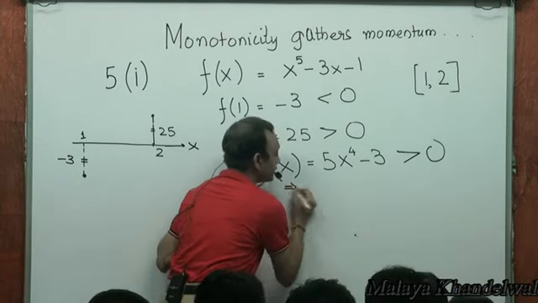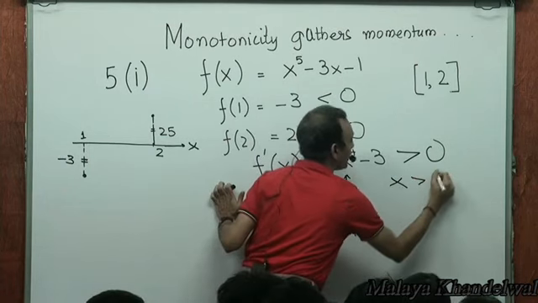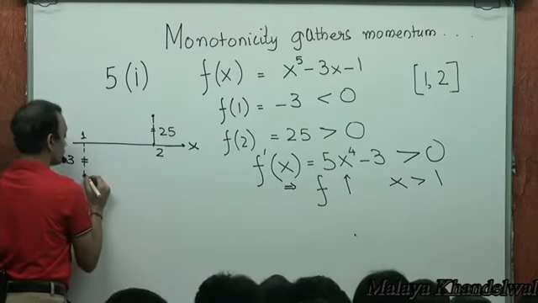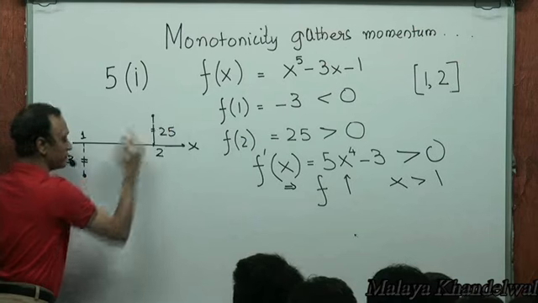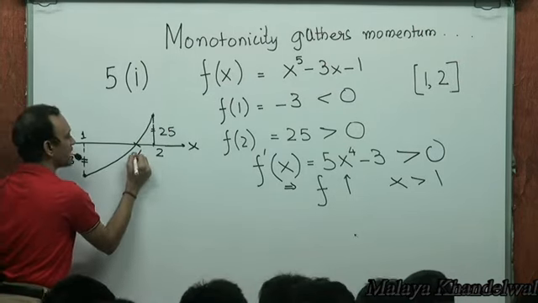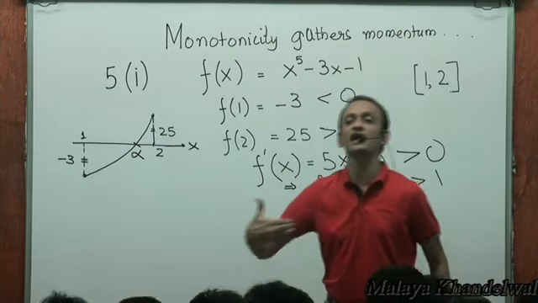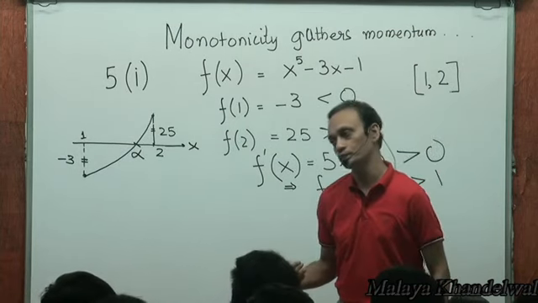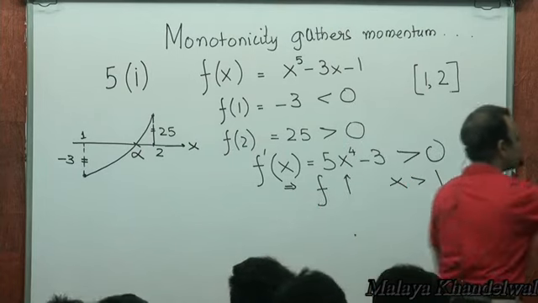Therefore, f(x) must be increasing for x greater than 1. And therefore, the graph of the function goes from the point (1, minus 3) to (2, 25) monotonically increasing. And it would cross the x-axis exactly at one point, establishing thereby that it has exactly one root in the interval 1 to 2. How about it? Right? No issues? Okay, let's get into the next problem.